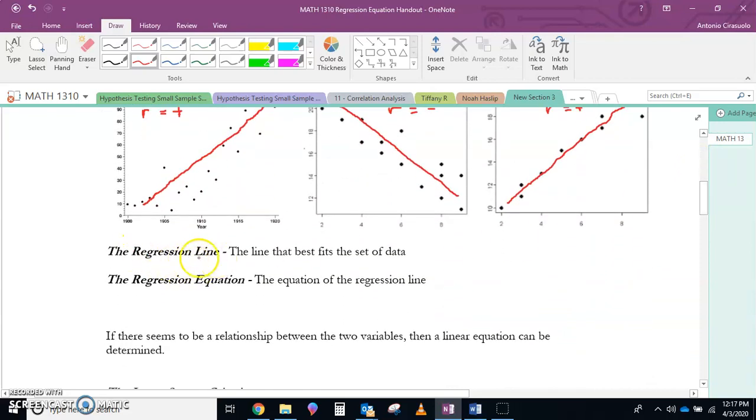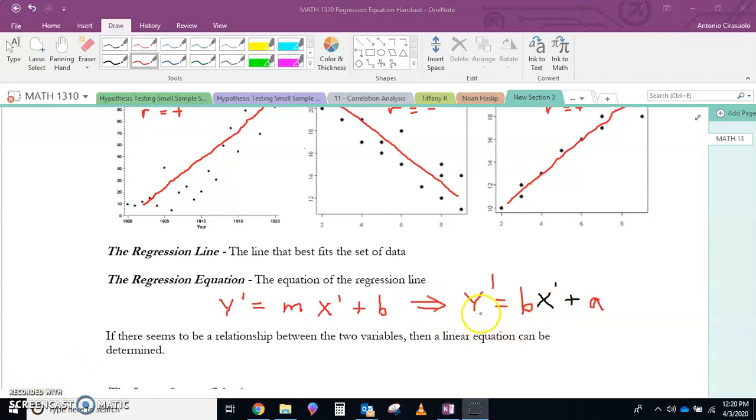So here are the definitions. Regression line: the line that best fits the data. The regression equation is the equation that fits the data, the actual equation. And we are going to model this since it's a straight line. You remember mx plus b? Well, in this case, we're going to be using this, right?